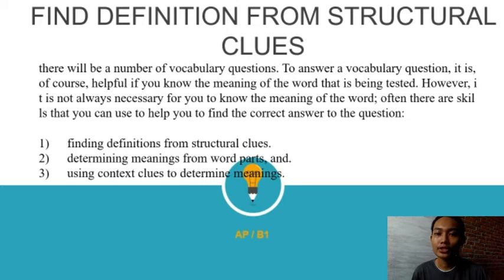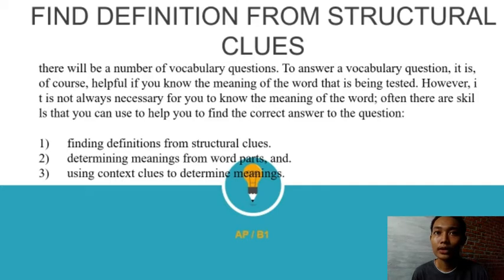Find definition from structural clues. There will be a number of vocabulary questions. To answer a vocabulary question, it is of course helpful if you know the meaning of the word being tested. However, it is not always necessary for you to know the meaning of the word. Often, there are skills that you can use to help you find the correct answer to the question.